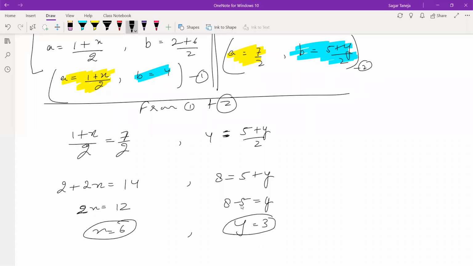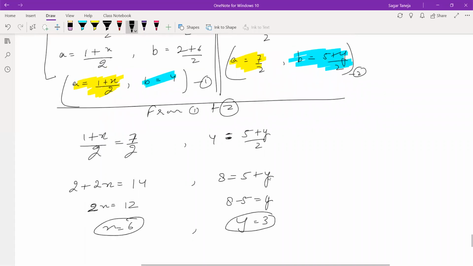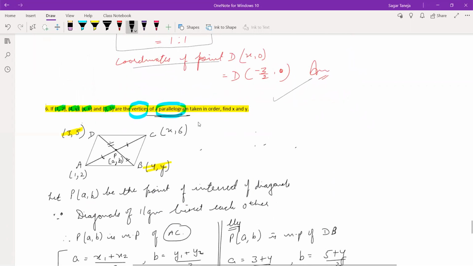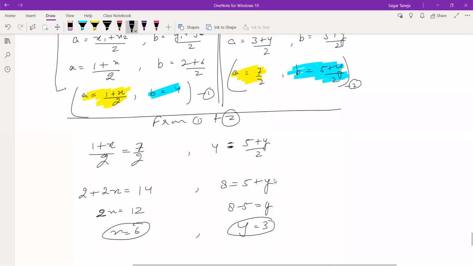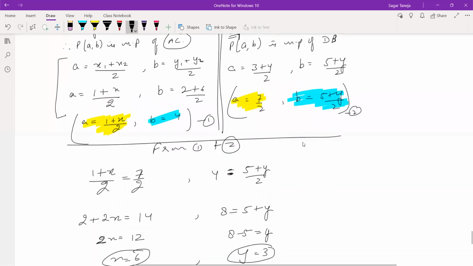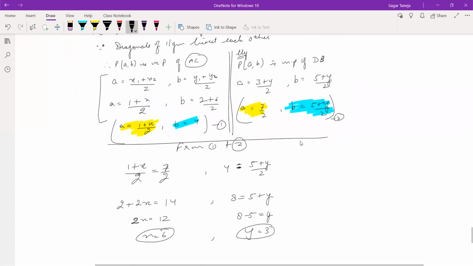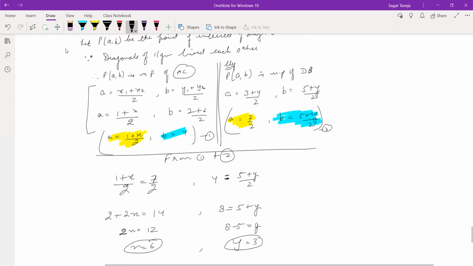So these are the values of x and y. Y is asked in the question. Yes, Sagodas, x is 6. Yes, Ankur, the y is 3. So this is the way. This is the full concept which I have done here: diagonals of a parallelogram bisect each other, so we can use the midpoint formula.